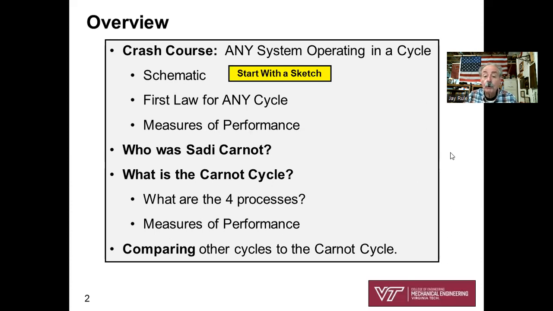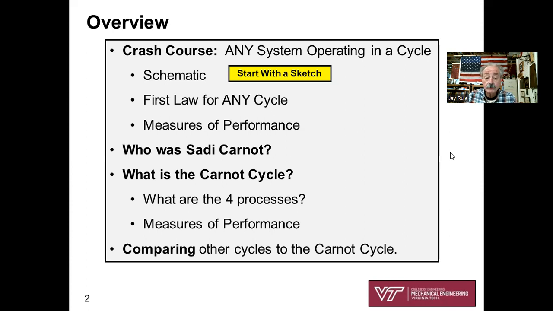I want to give you a crash course for any system operating in a cycle. We'll encourage you to start with a sketch, that schematic sketch that I hope you're thinking about. We'll remind you about applying the first law for any cycle, and then quantifying measures of performance. How does a real world cycle perform? How do we quantify the performance of a cycle?